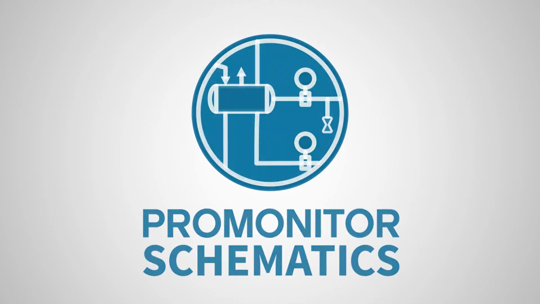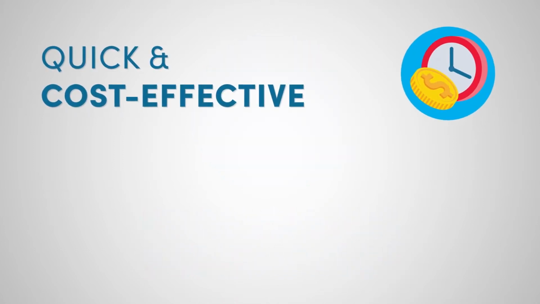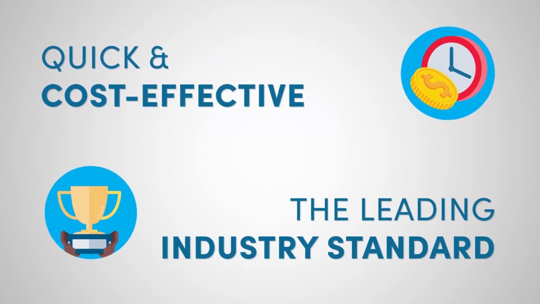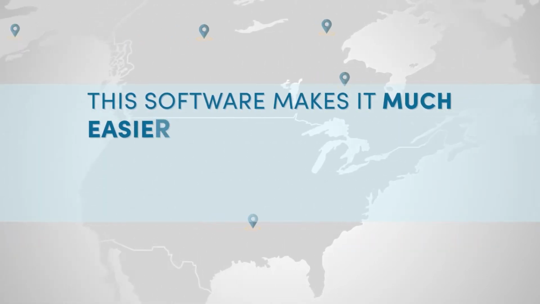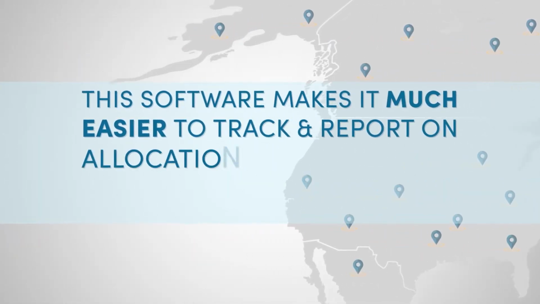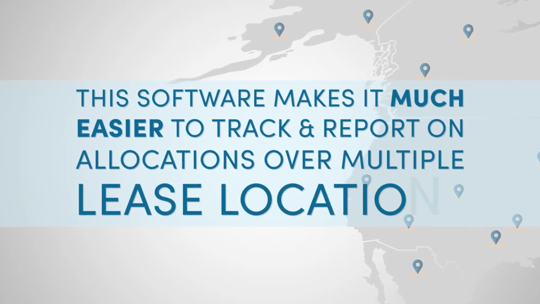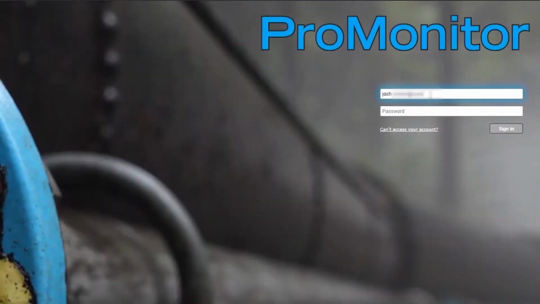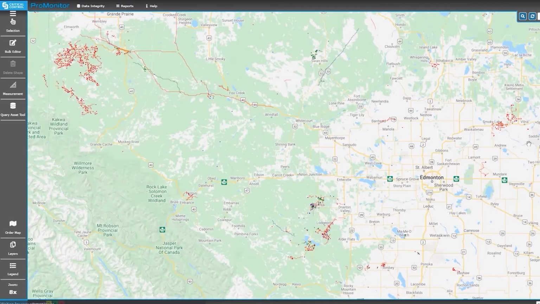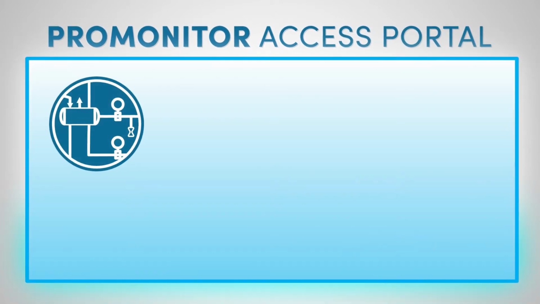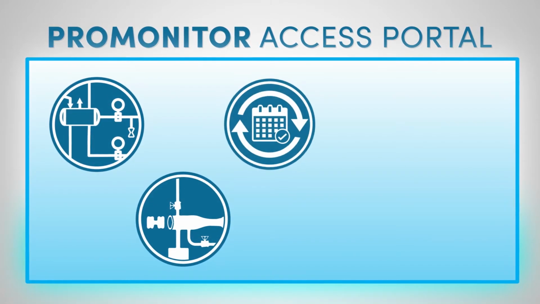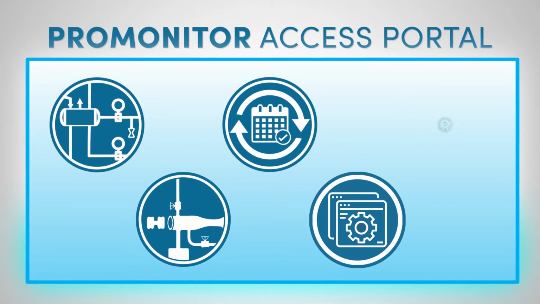ProMonitor Schematics is quick and cost-effective to implement, being the leading industry standard in measurement schematics. And this software makes it much easier to track and report on allocations over multiple lease locations. ProMonitor is a web-based, fully hosted platform that you can access on any web browser. The same access portal is used for all different ProMonitor subscribers, including Schematics, Integrity, Scheduler, Vessel Management, and ProMonitor Live.